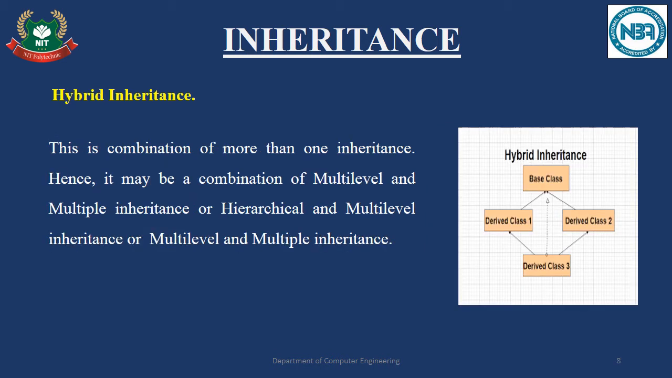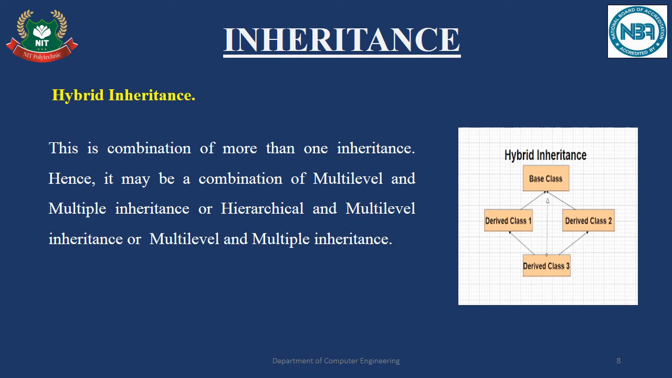The last type of inheritance is hybrid inheritance. Hybrid, we all know, is a combination of more than one entity. So what is hybrid inheritance? It is the combination of more than one type of inheritance. It may be a combination of multilevel and multiple inheritance, or a combination of hierarchical and multilevel inheritance. As we can see in the given diagram, at the top there is a single base class and two child classes, that is derived class 1 and derived class 2.